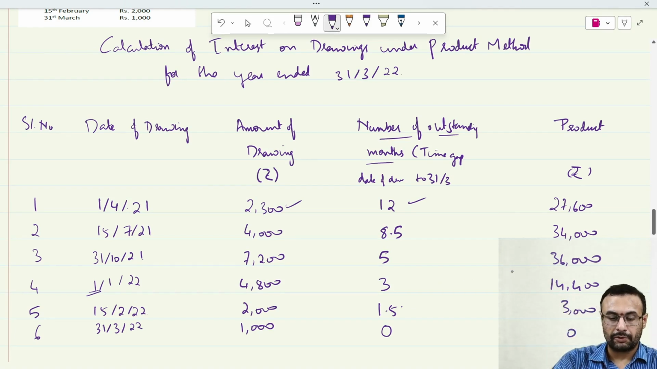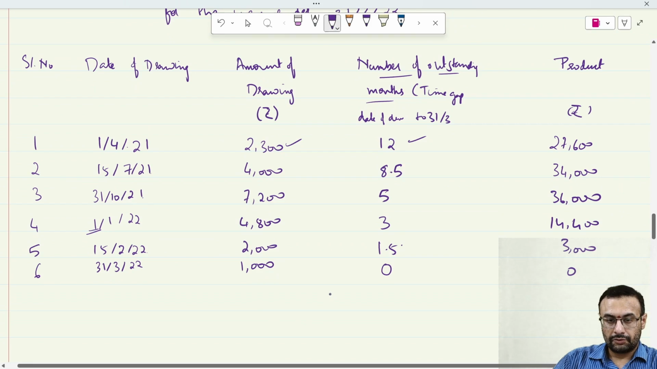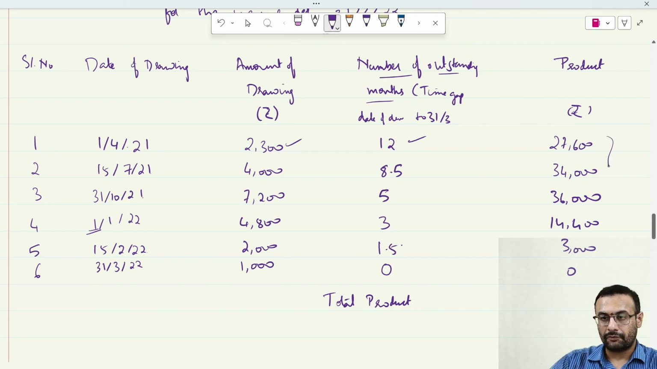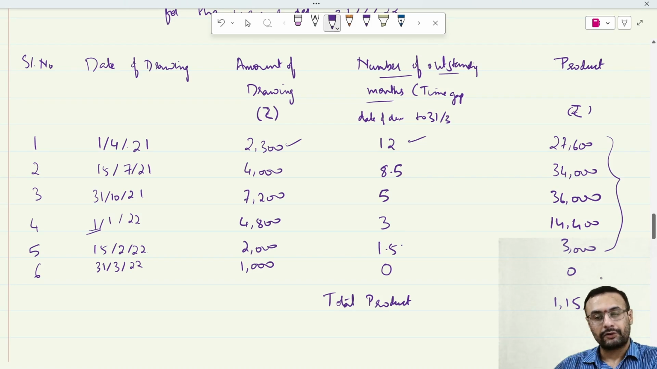Now what is the total product we'll have to see? Total product will be sum of all these. So let us start. 27,600 plus 34,000 plus 36,000 plus 14,400 plus 3,000, which will come to rupees 1,15,000. This is the total product. On this, we will have to calculate the interest. How do we calculate? Interest on drawings.